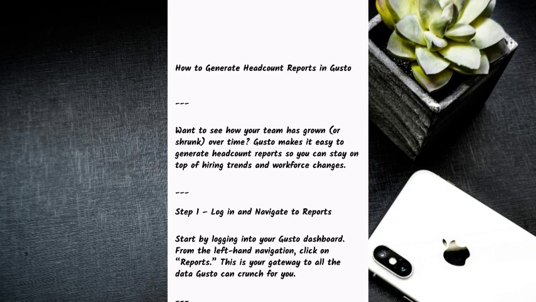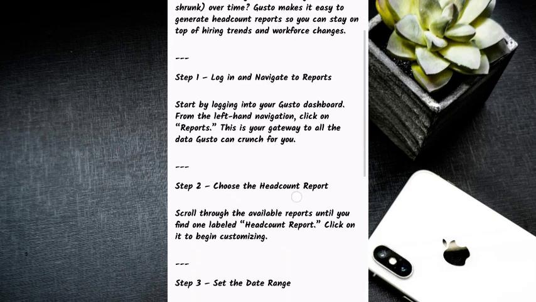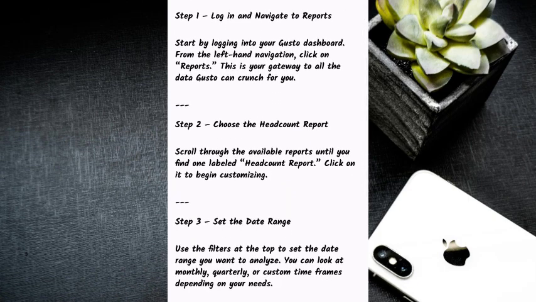So you want to start by logging into your Gusto dashboard, and then from the left hand navigation you click on reports, because this is your gateway to all the data Gusto can crunch for you. Step 2, choose the headcount report. So scroll through the available reports until you find the one labeled headcount reports. Click on it to begin customizing.